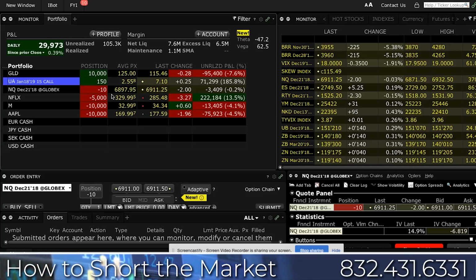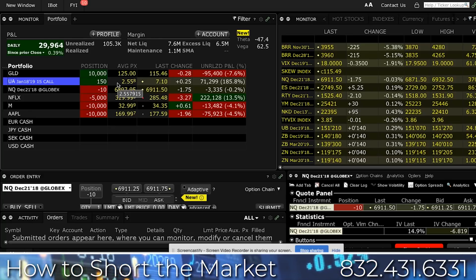The short positions are in red. Basically what that means is that you're making a bet against that particular underlying, equity, index, or market. It's just like when you're gambling on a sports game. You're betting on one team, you're betting against another team. Well, you can do that in the stock market, okay?